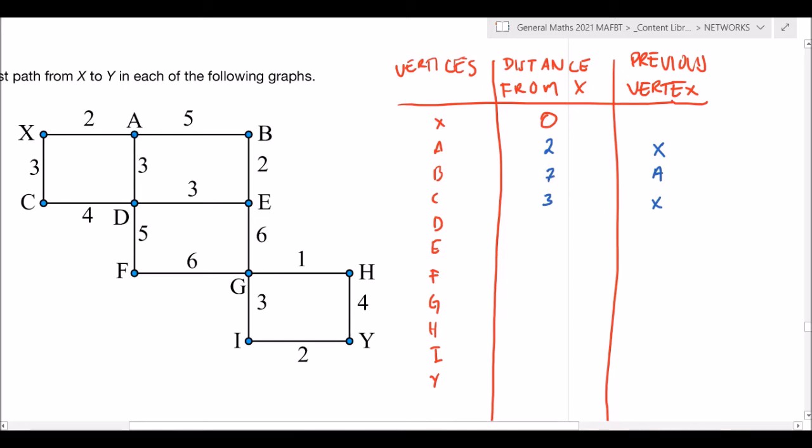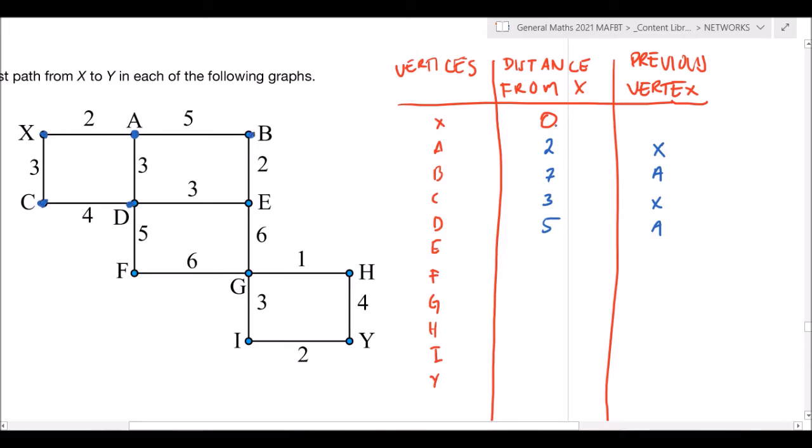From A to D, I can see there's a distance of 3. So from X to A to D, there should be a total distance of 5. X, A, D, 5. Okay, and I can see that we came from A. Right, so that means so far we've visited X, A, we've visited B, and we've visited C and D.